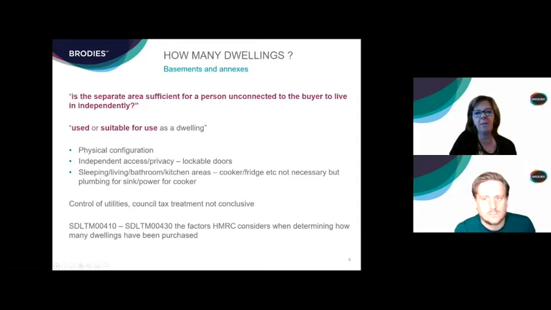And some of the recent tax cases have been lost on the basis of there being a corridor separating the annex, for example, from the rest of the house, but no actual door that's lockable between the two. So in that case, it wasn't held to be a separate dwelling. And there's also concern about access across through the garden or through a garage or something like that. So it's a very high bar, but it is important to consider how many dwellings there are.